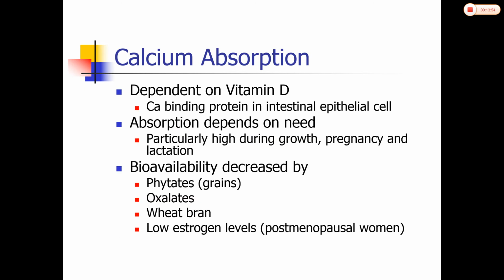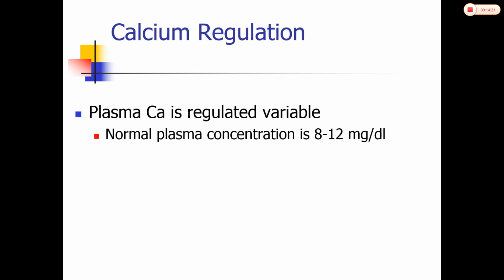So the calcium absorption is dependent on vitamin D and the calcium binding protein in the intestinal epithelium. The absorption depends on the need, maybe during the growth or pregnancy or lactation, the absorption is more. And the bioavailability, like I said, can be decreased by the phytates in the grain or oxalates in the green leafy vegetables, or due to the low estrogen levels in the postmenopausal woman.